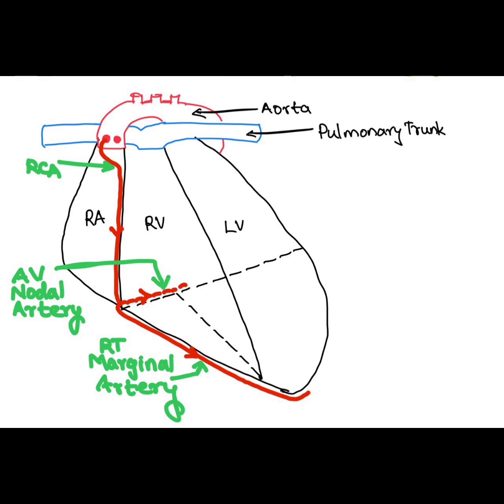The right marginal artery arises from the right coronary artery, usually in its mid portion, as it travels through the right atrioventricular groove. It branches off the RCA along the right heart border and travels inferiorly and anteriorly towards the apex. The right marginal artery stays superficial on the right ventricle. It is usually visible on the anterior heart surface during surgery or dissection. The area supplied is usually the anterior wall of the right ventricle.